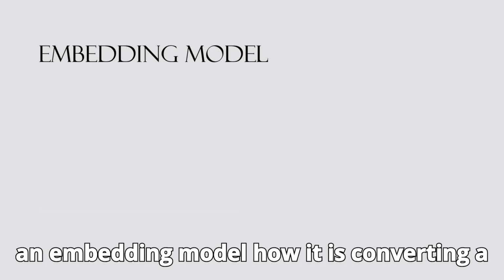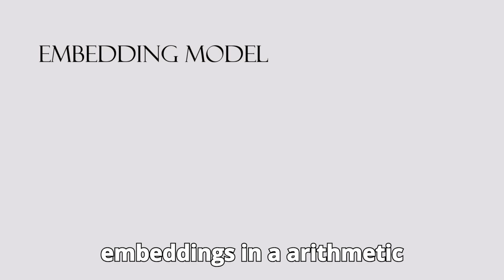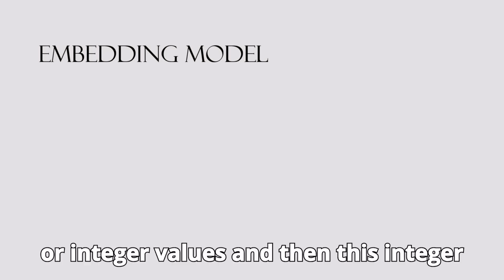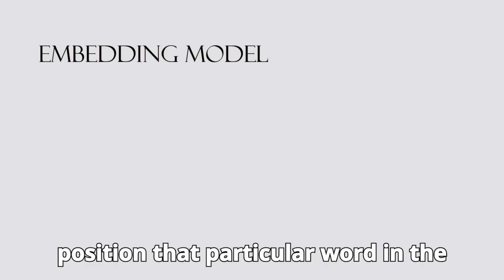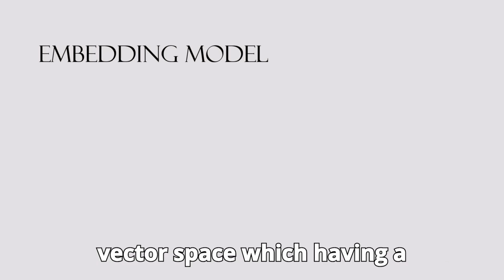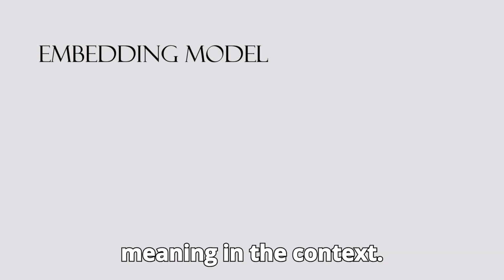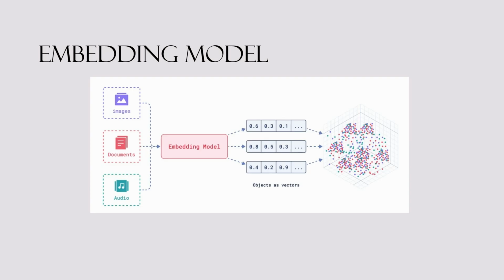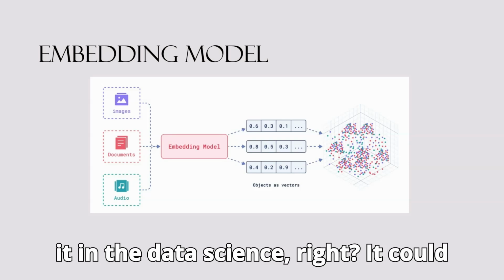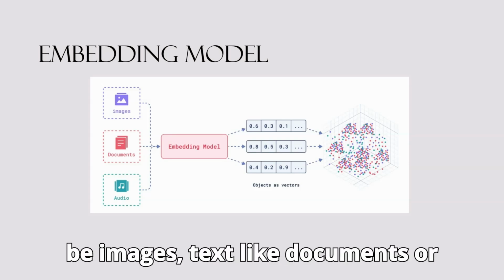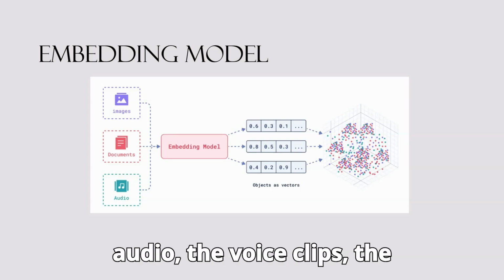What is an embedding model, and how does it convert a given text into embeddings as arithmetic or integer values? Then these integer values are used to position that particular word in the vector space, which has a meaning in the context. So the data could be anything. We learned it in the data science, right? It could be images, text like documents, or audio, the voice clips.